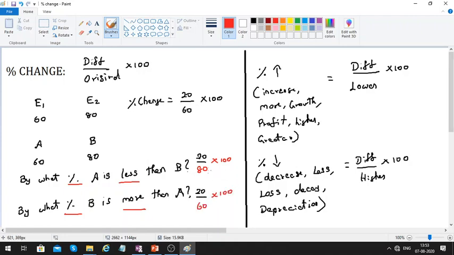So this is how we are going to approach any percentage change questions. First, we have to understand whether it is an increasing change or a decreasing change. Then we have to go for the corresponding denominators. So if it is increasing, it will increase from a lower value. So difference divided by lower value. If it is decreasing, it will decrease from a higher value. So it is difference divided by higher value into 100.